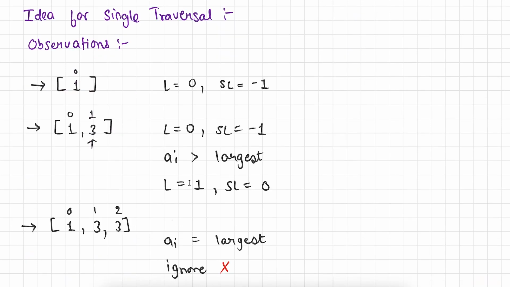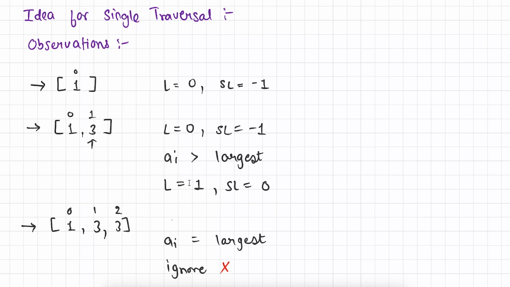Okay, now let's talk about the idea for the single traversal solution. So here we have observations to be made. First, we have to be sure that we are always going to get one number or one element in the array. We are never going to get an array that has 0 elements.